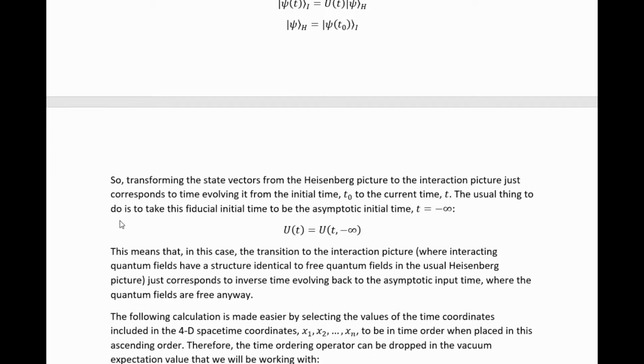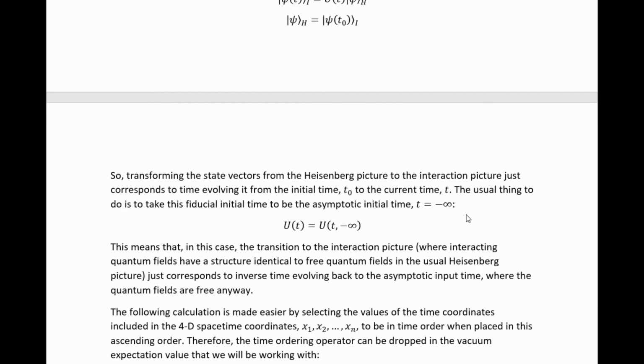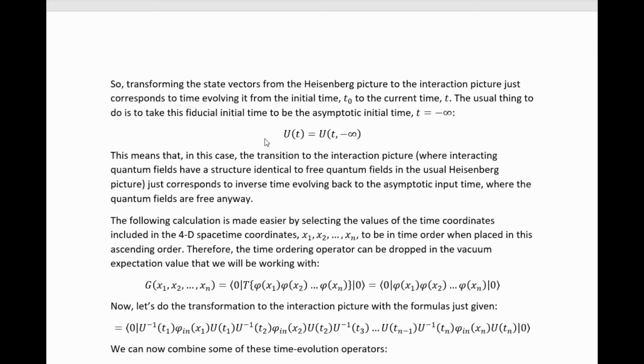The usual thing to do is to take this fiducial initial time to be the asymptotic initial time, t equals negative infinity. So we have this definition of U of t. This means that in this case, the transition to the interaction picture, where interacting quantum fields have a structure identical to free quantum fields in the usual Heisenberg picture, just corresponds to inverse time evolving back to the asymptotic input time, where the quantum fields are free anyway.